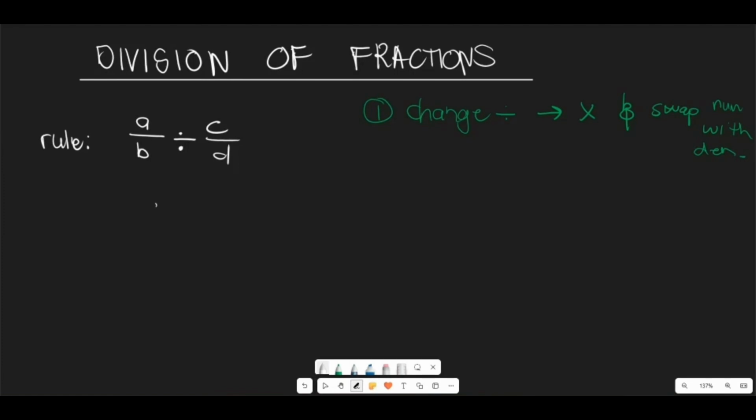So in this case, we would have A over B. We change the sign to multiplication. Then we swap these two, right? So we would have D over C. That's always the case. Then after that, you have the multiplication of fractions, as I said, right? And then you just have AD over BC.